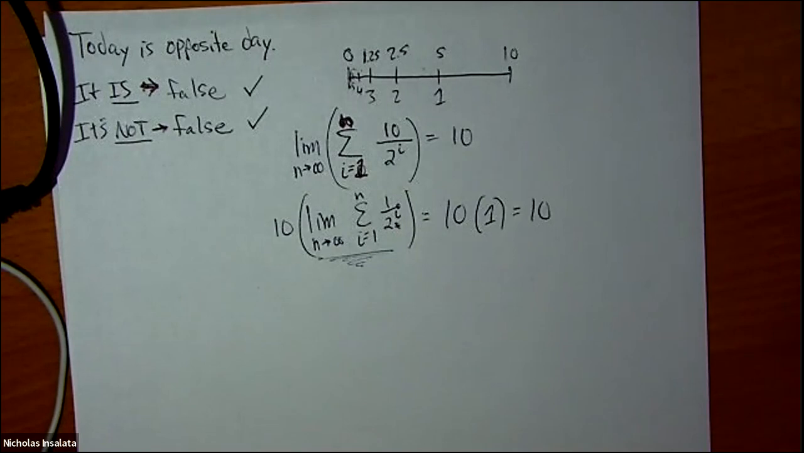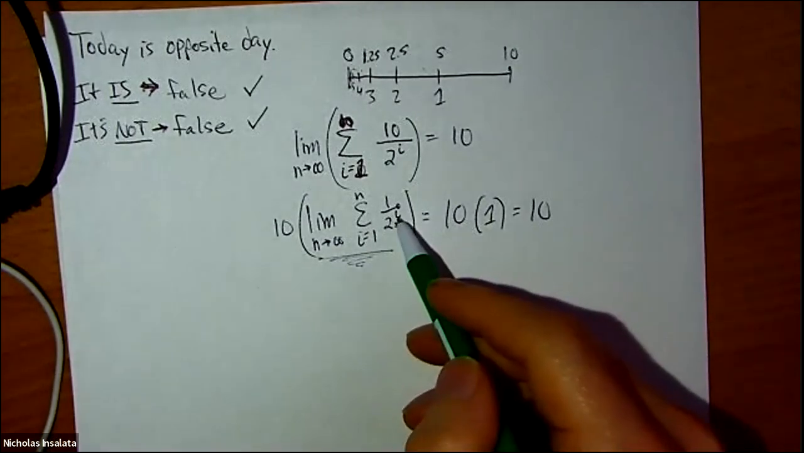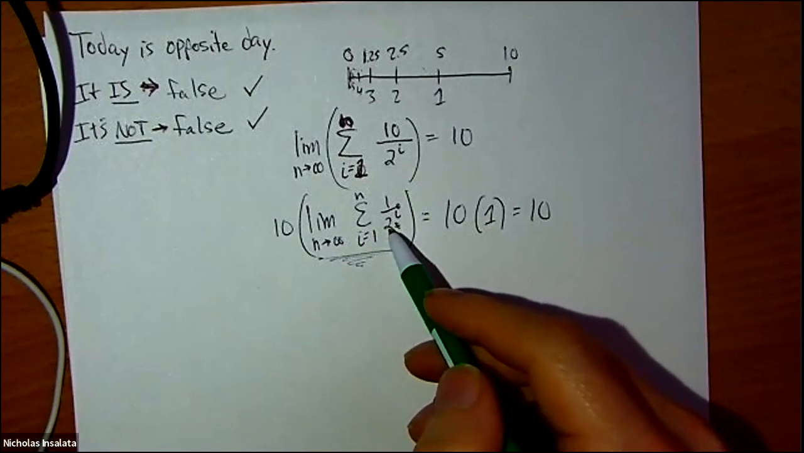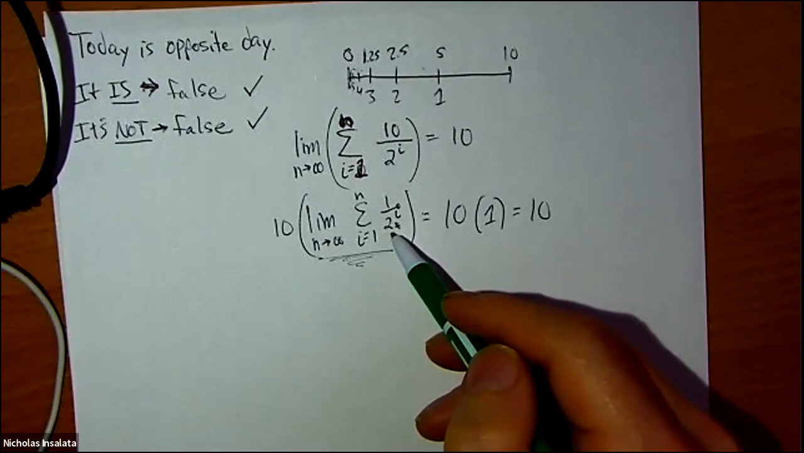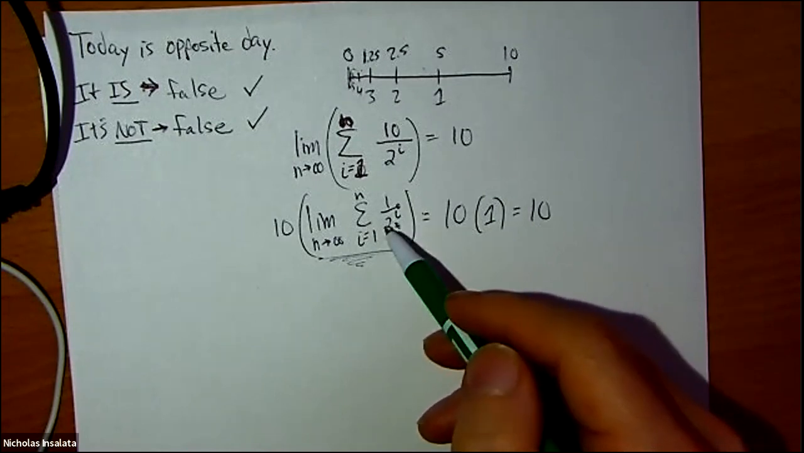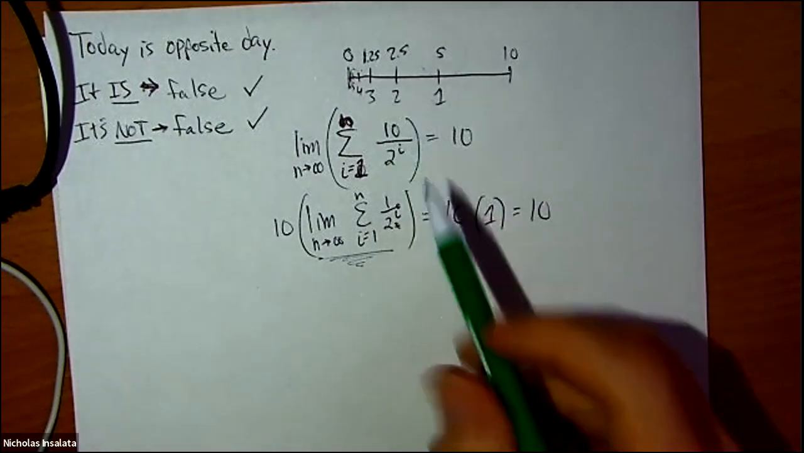And if you had some other kind of rate at which you were decreasing, it may or may not converge, right? If you did 1 over 3 to the i, well, that would still converge. But if you did 1 over i, that would not converge, right? So it just depends on how quickly this range is shrinking.